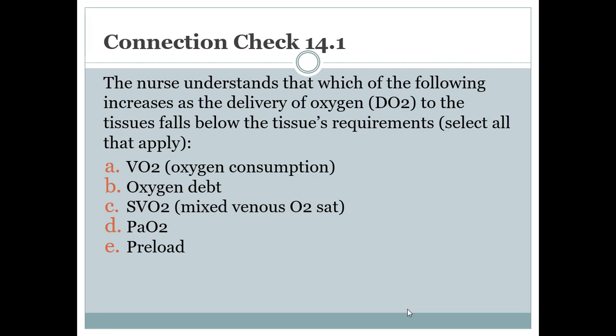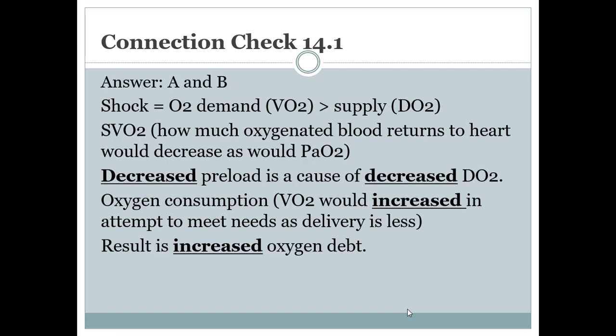So shock equals oxygen consumption or demand, which is VO2, being greater than the supply available, or DO2, delivered oxygen. SVO2, again, is how much oxygenated blood returns to the heart, which would decrease, as with the PaO2. Decreased preload is a cause of decreased DO2, or oxygen delivery. Oxygen consumption, or VO2, would be increased by attempting to meet the needs as oxygen delivery is less. So this, again, will result in that increased oxygen debt.